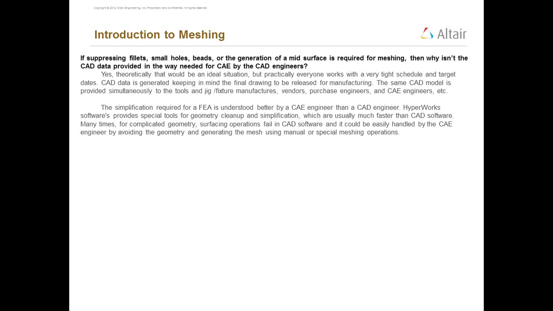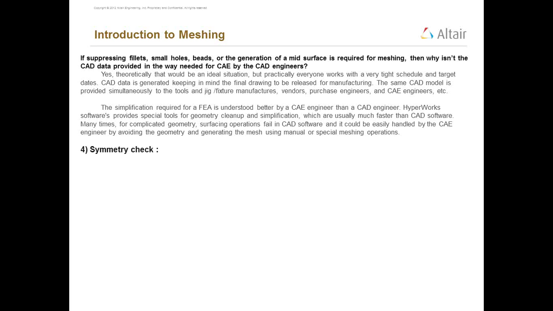HyperWorks software provides special tools for geometry cleanup and simplification, which are usually much faster than CAD software. Many times, for complicated geometry, the surfacing operation fails in CAD software and it could be easily handled by a CAE engineer by avoiding the geometry and generating the mesh using manual or special meshing operations. So that's why the CAD is not designed like that.